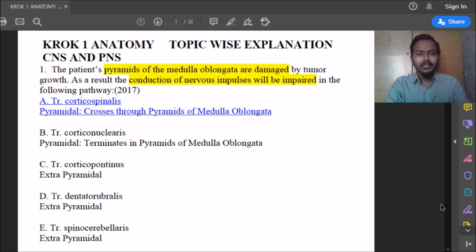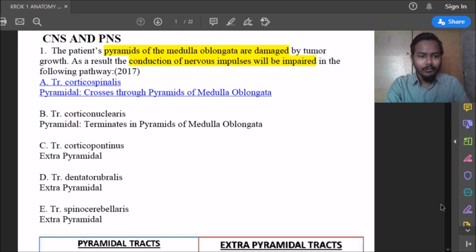So the first question: a patient's pyramids of the medulla oblongata are damaged by tumor growth. As a result, the conduction of nerve impulses will be impaired in the following pathway. So they gave you five options. The first two are a pyramidal tract, and the last three are extrapyramidal tract.